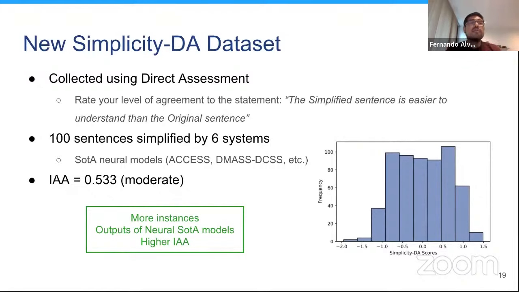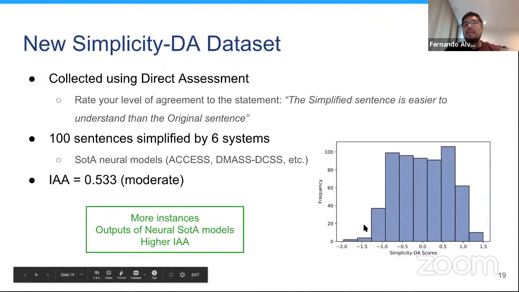The inter-annotator agreement that we reached was 0.533, which is also moderate, but it's higher than the one in the structural simplicity. And this data set is bigger than the one of simplicity gain. So we have more instances, the outputs of neural models, and a higher inter-annotator agreement. So we believe that this data set is better for evaluating the reliability of metrics. And if we see the distribution of scores, we can see that they are distributed across all possible values, which is also very good.